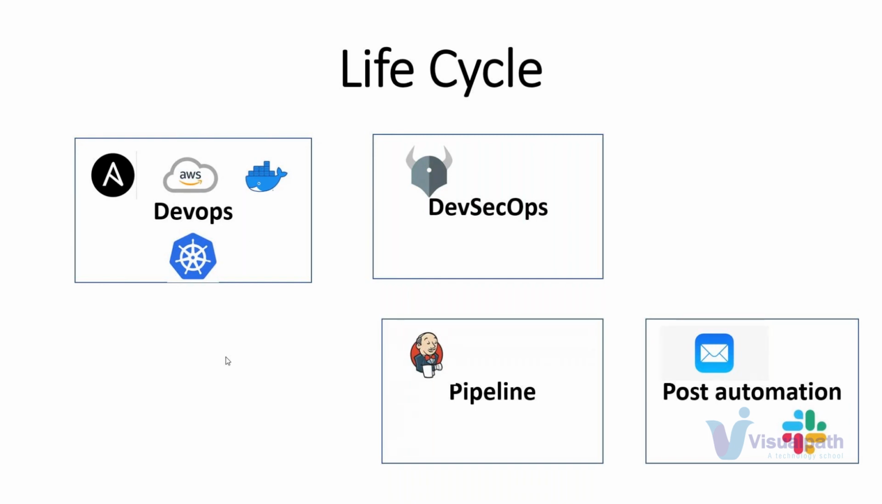Because every organization, if you see their ethics, their main goal is to give security to the customer, to tell the customer that whatever application is hosted on the public cloud is very secure. So for that, we have DevSecOps in the picture. So DevOps, then DevSecOps, then pipeline.